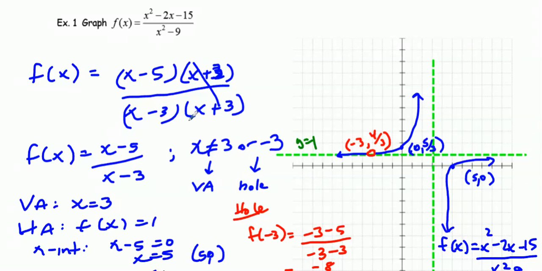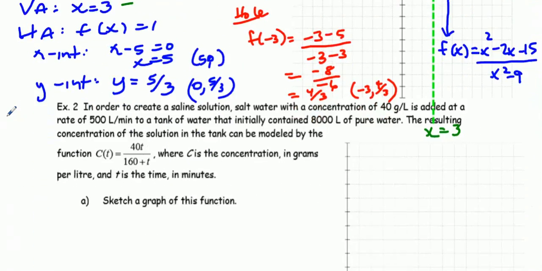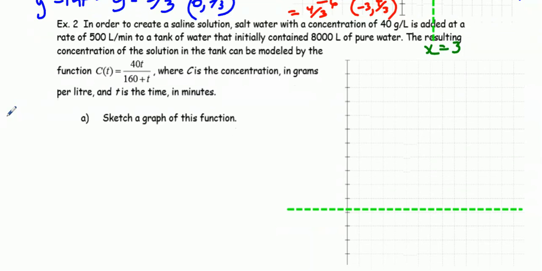So rest assured, once you've canceled any factors, and there can be more than one factor, which means there would be more than one hole, you should be able to have a graph of either a linear over a linear, or a reciprocal linear, or a reciprocal quadratic, all of which you know how to graph. Okay? They'll just have holes in them. Alrighty, let's keep going here.